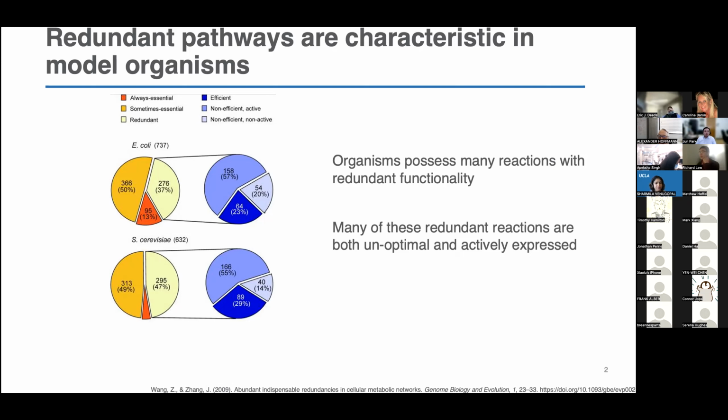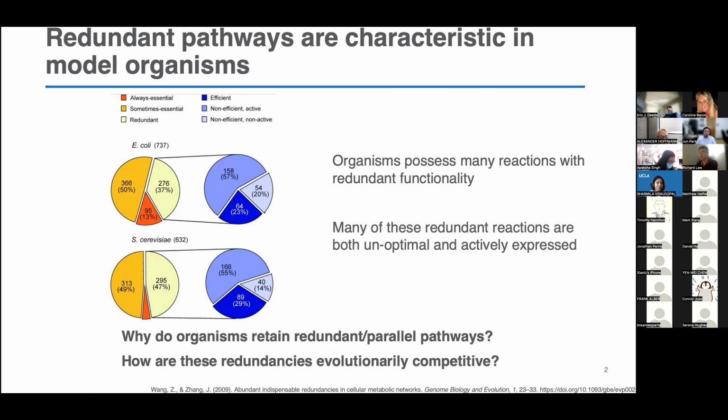So this begs a very fundamental question about how metabolism has evolved and is designed. Specifically, we're asking, why do organisms retain these redundant and parallel pathways? And in situations where cells do possess these redundant or parallel pathways, how are these redundancies evolutionarily competitive, in the sense of accelerated growth or competition against other similar organisms? This is an interesting question that's not just relevant to niche corners of the metabolic space, but also to central carbon metabolism and primary metabolism.